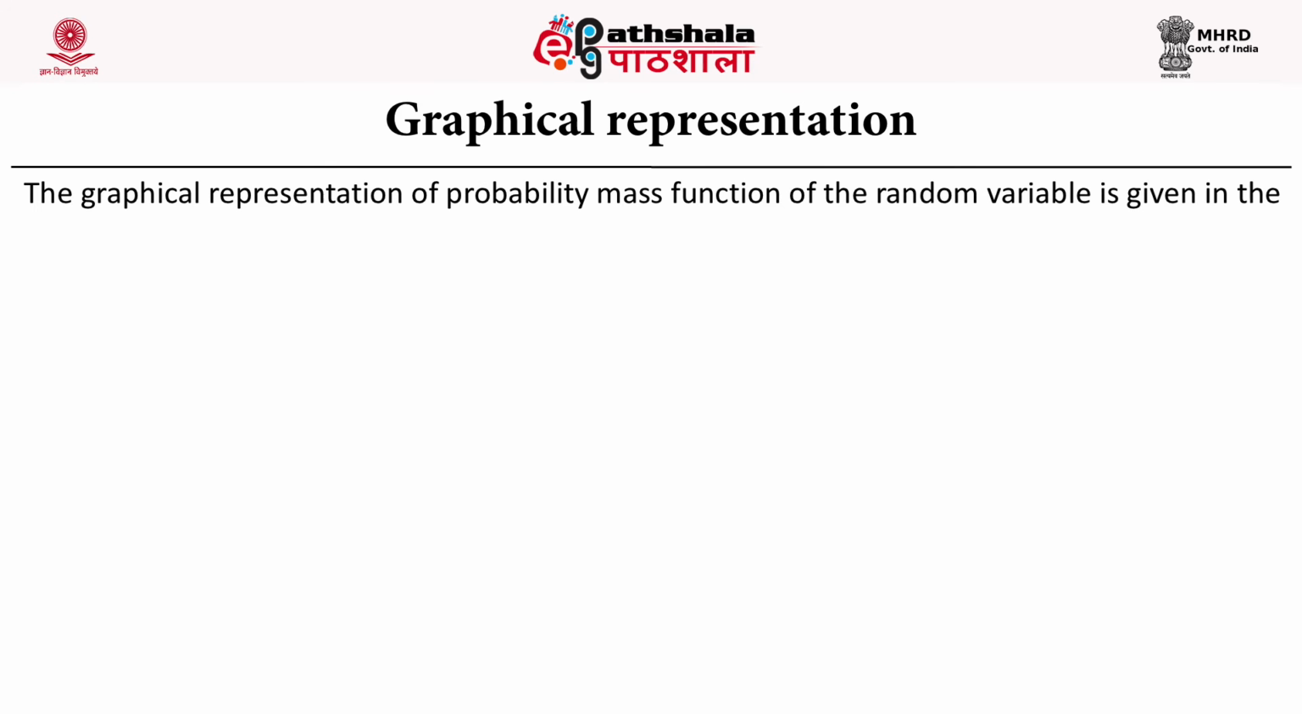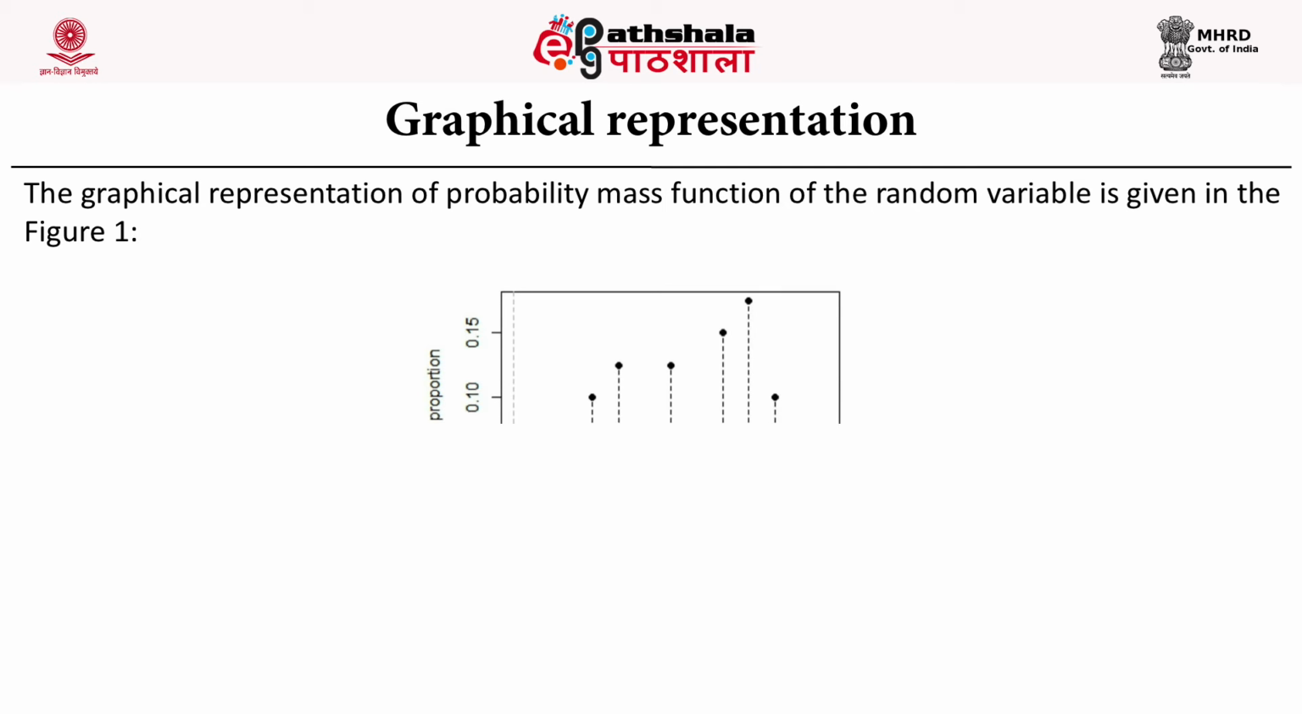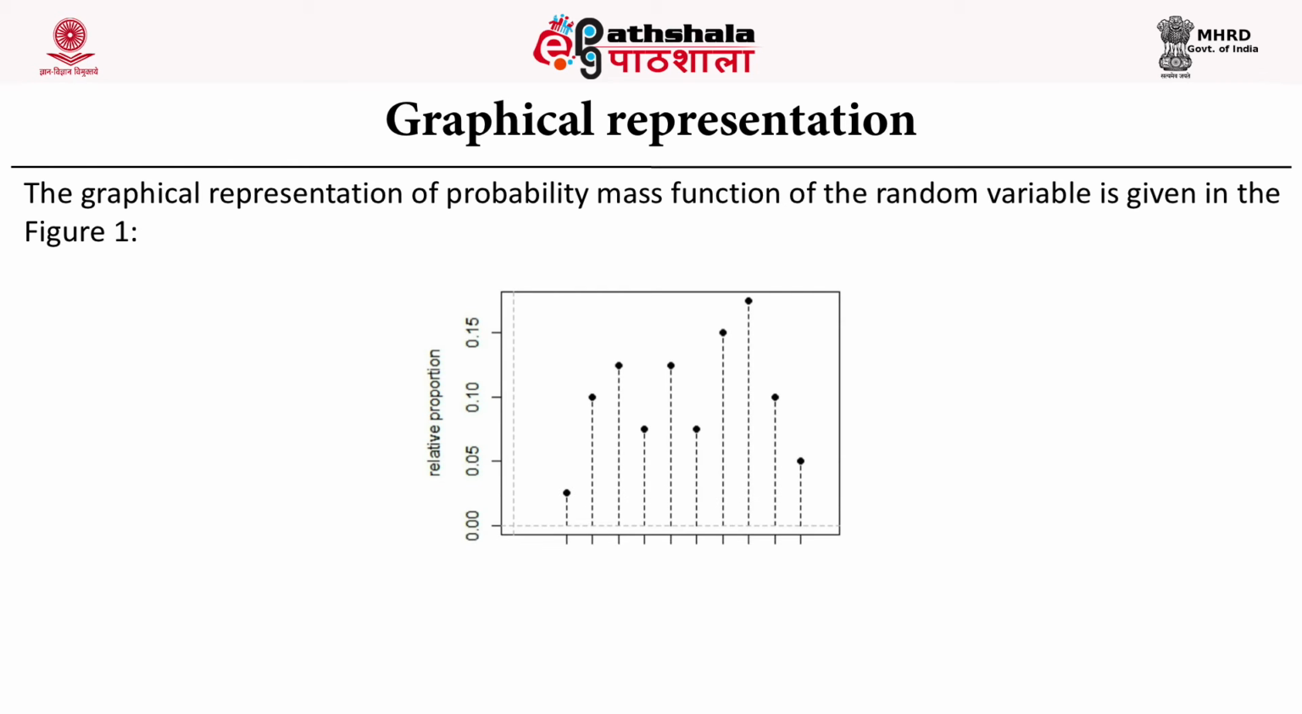So here we show a graphical representation of the probability mass function of the random variable, given in figure 1. On the x-axis we have x values, and correspondingly we have probability values shown on the y-axis. As you can see, different values of x have different probabilities. So when you sum all the probabilities of x values, the sum is 1.